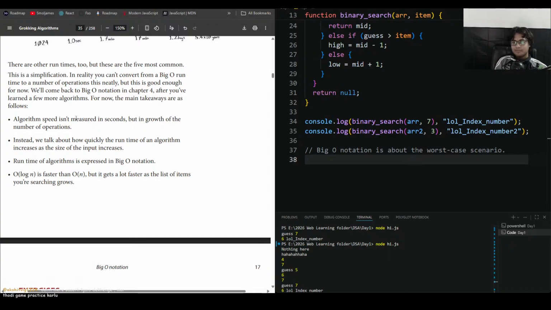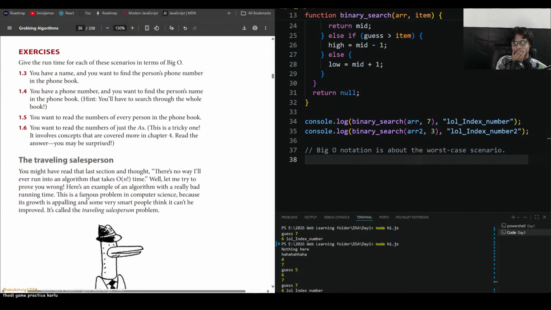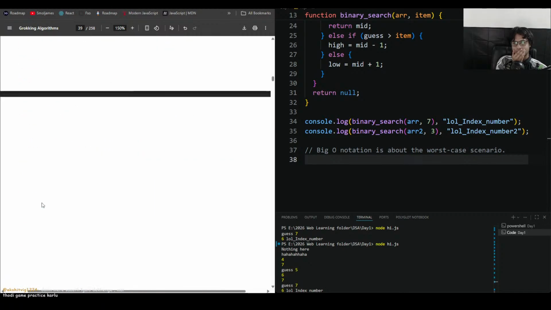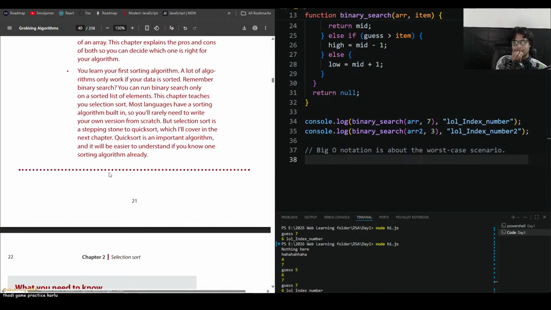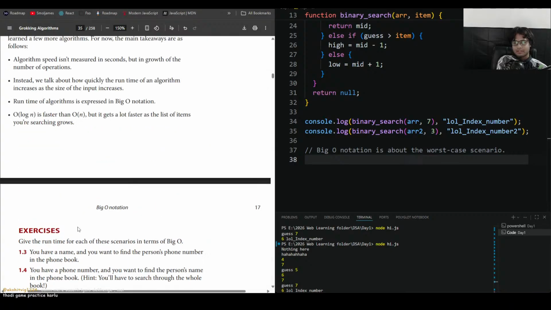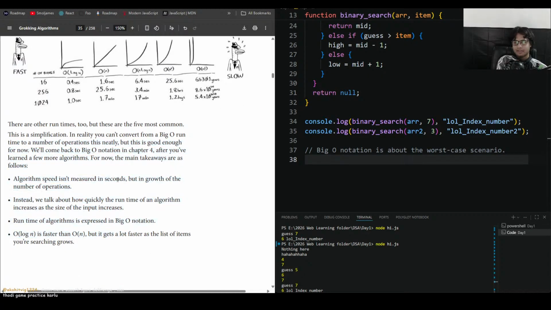Algorithm speed. Okay, that means log n, 3.4 seconds. O(log n), O(n), O(n log n), O(n squared). Okay, it's fine. This traveling salesperson and the exercises we'll do tomorrow. We read till here and then we end.